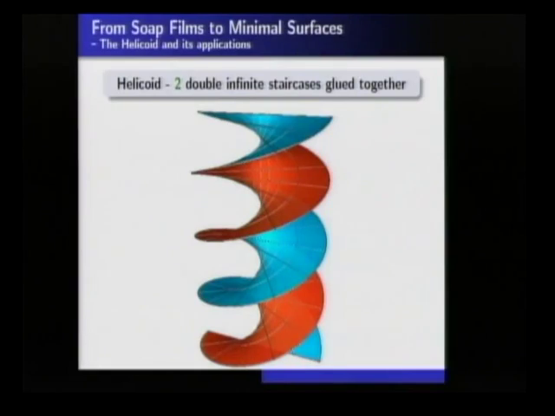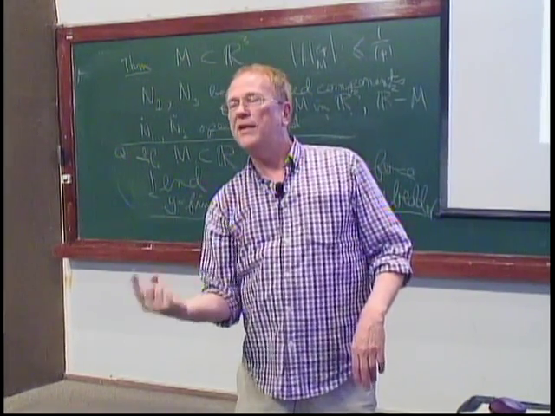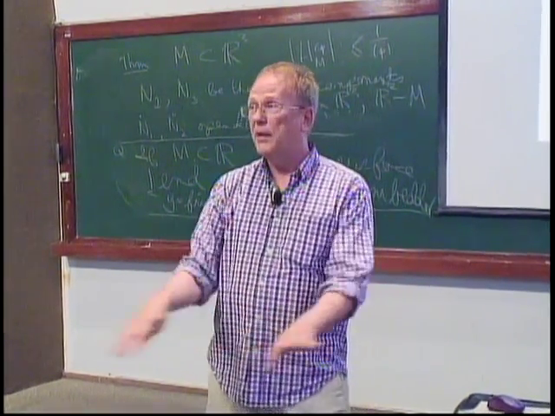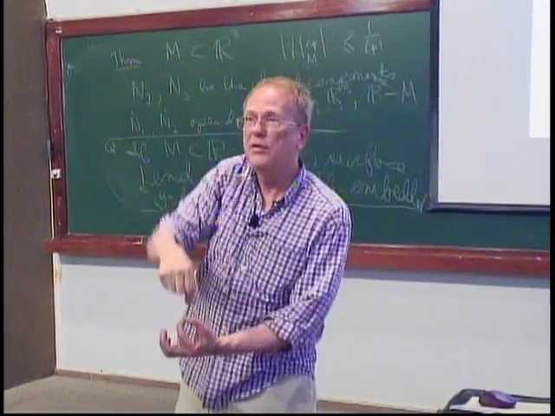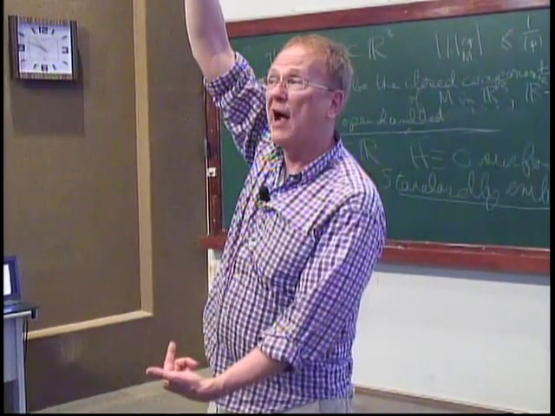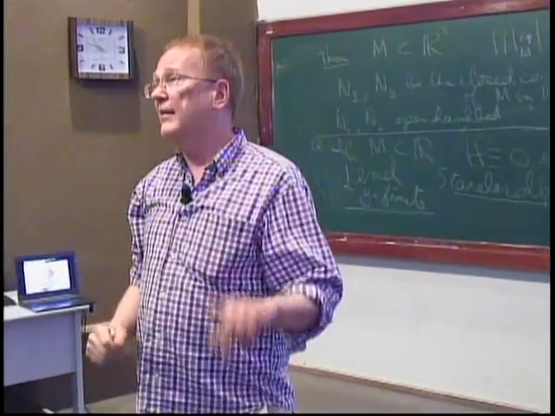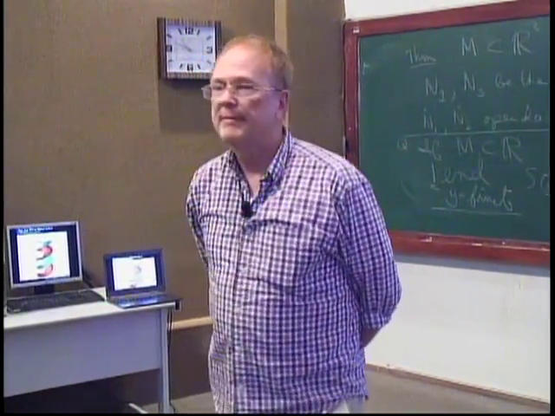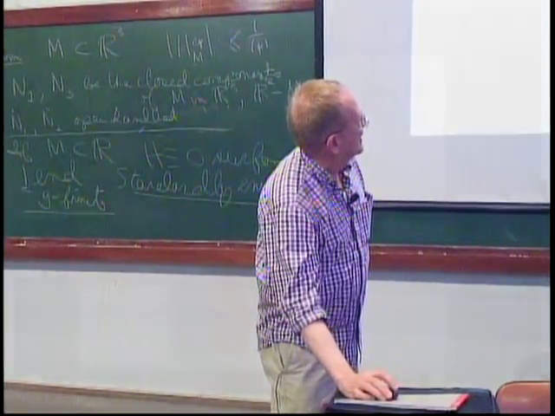So you can view the infinite helicoid as being somehow taking two infinite multigraphs over the punctured plane, these spiraling staircases, and then you glue them together along a straight line. You take one of them and rotate around that vertical line by 180 degrees. The vertical line is a line of symmetry. Okay, and so we're going to look at this sort of thing again in just a second.